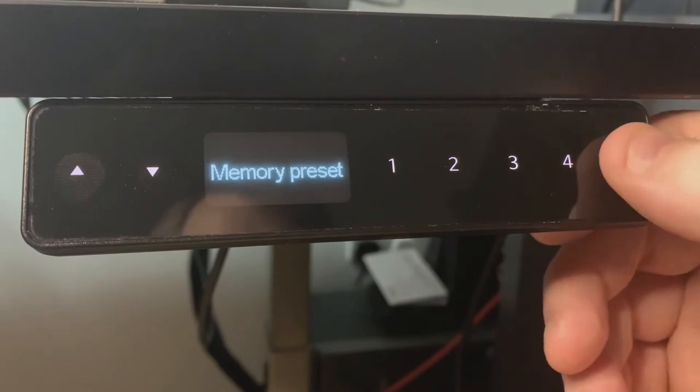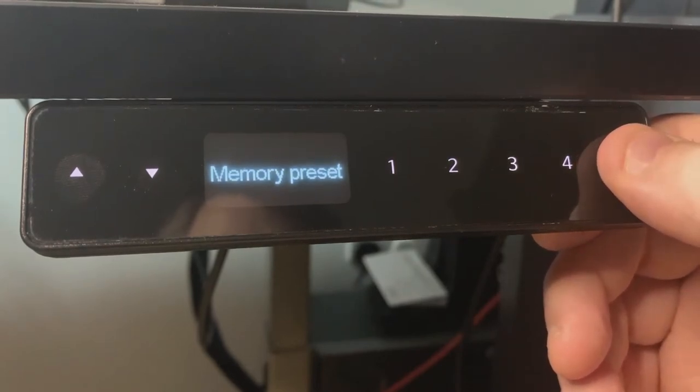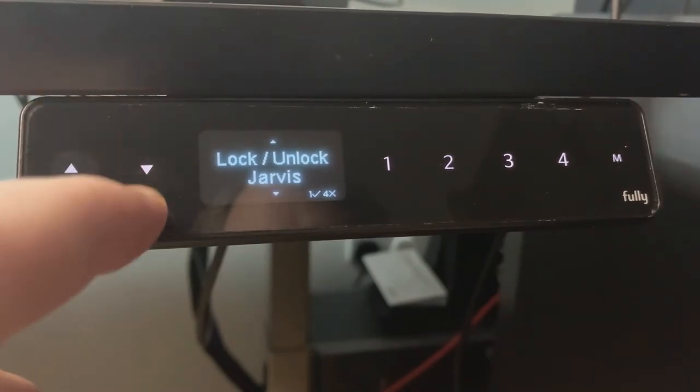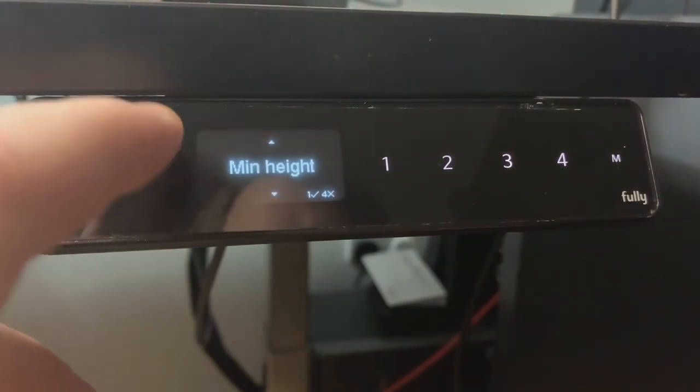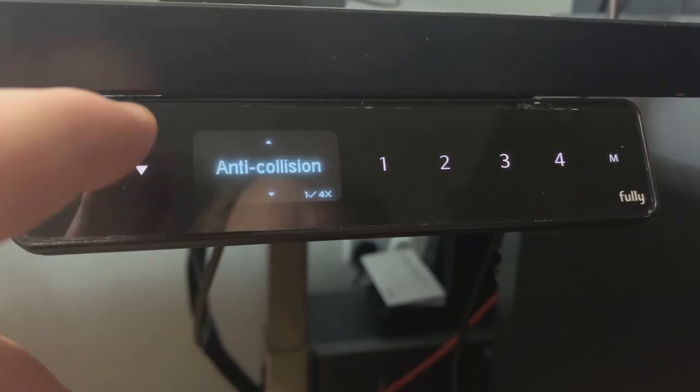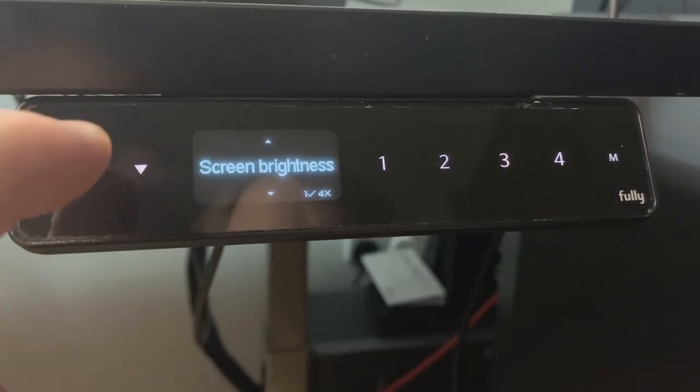For additional functionality, you hold down the M button and then you are taken into the different menu options, which include locking or unlocking the desk, setting the max height and the min height, changing the units, so centimeters versus inches, anti-collision, as well as screen and button brightness.